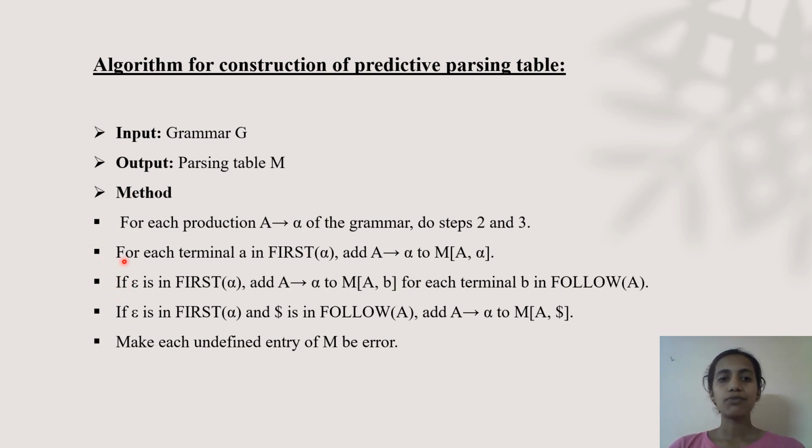The second step is for each terminal a in FIRST of alpha, add A tends to alpha to M of A comma a, where M is the parsing table which is the output. And we are coming to the third step. If epsilon is in FIRST of alpha, then add A tends to alpha to M of A comma b for each terminal b in FOLLOW of A. And the fourth step is if epsilon is in FIRST of alpha and dollar is in FOLLOW of A, add A tends to alpha to M of A comma dollar. Make each undefined entry of M be error.